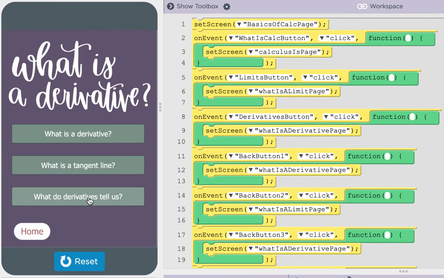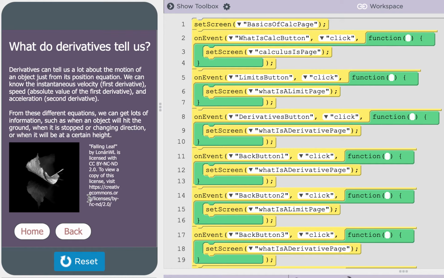And the final section on derivatives is, what do derivatives tell us? Derivatives can tell us a lot about the motion of an object just from its position equation. We can know the instantaneous velocity, which is the first derivative, speed, which is the absolute value of the first derivative, and the acceleration, which is the second derivative, just from the position equation and its derivatives.